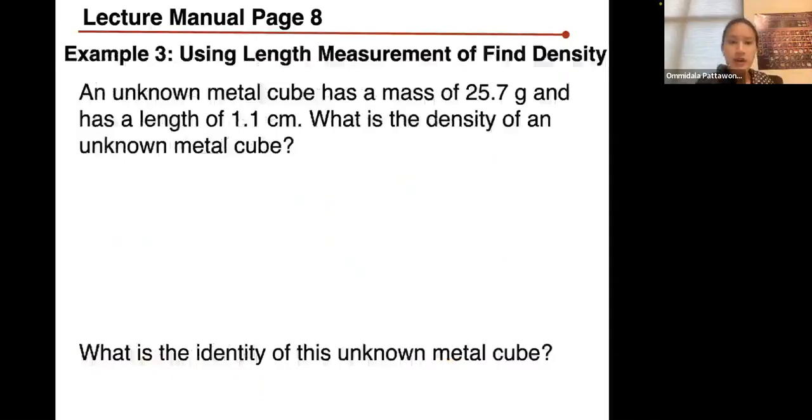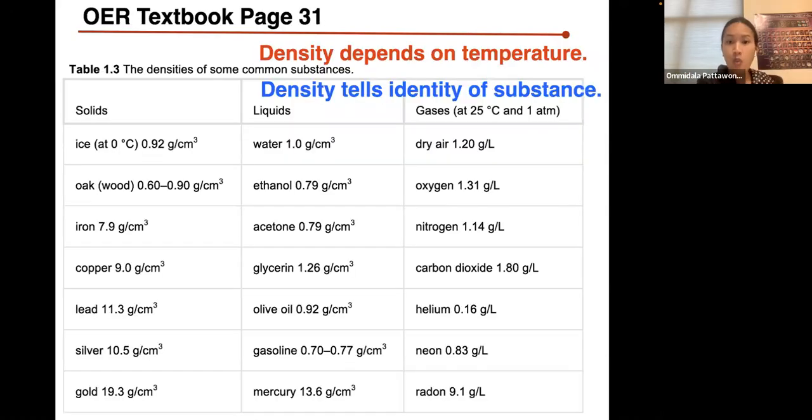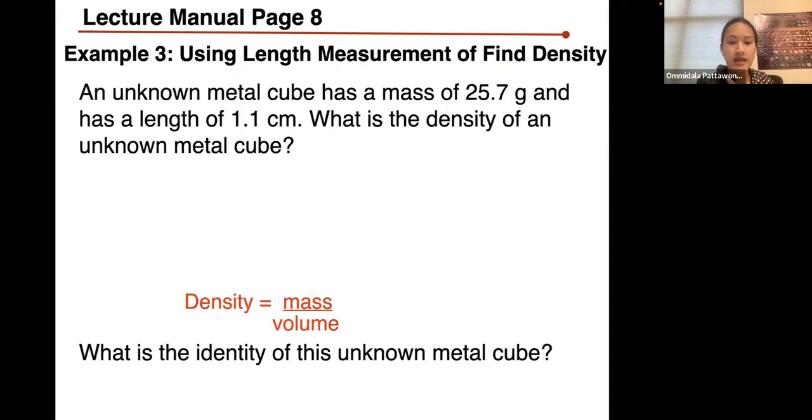So next, we are going to take a look at how we can determine density by being given length, right? So in this case, we are given an unknown metal cube. Okay, so we are given grams and length, and we need to find out what the density is, and eventually we will need to use this density to compare with known values to find out which one would be the identity of that unknown metal, right? So in this case, you are going to use the given mass in grams, right?